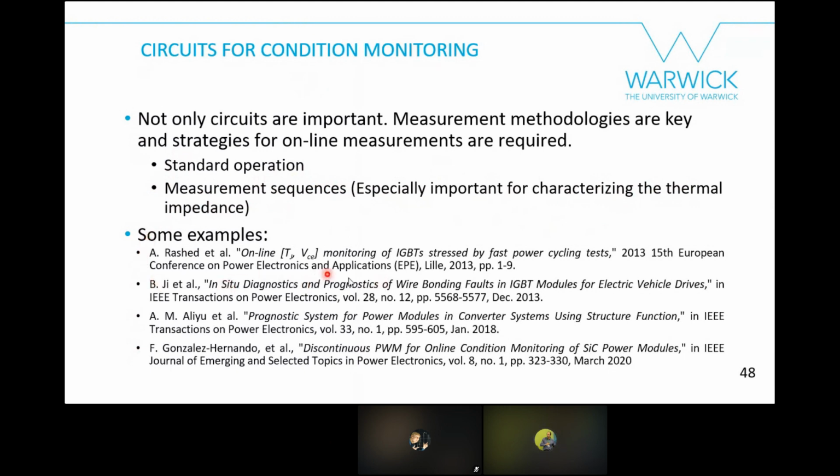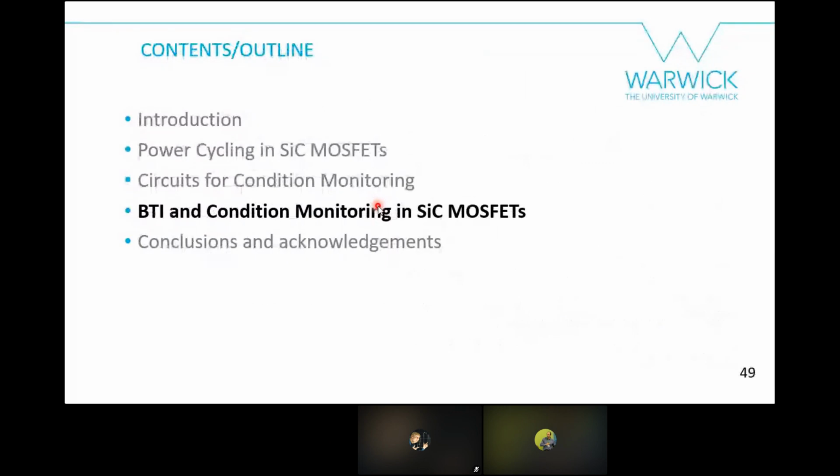And just some examples of what people have done. I have just four references on how they propose doing things online, in situ, and even some recent papers where they propose the use of a discontinuous PWM for monitoring the on-state voltage on silicon carbide MOSFETs. If you are interested in the topic, this bibliography can be interesting for you. It is not only about designing your circuit and understanding how your TSCP behaves. If you want to implement that online, you also need methodologies and strategies for doing online condition monitoring.